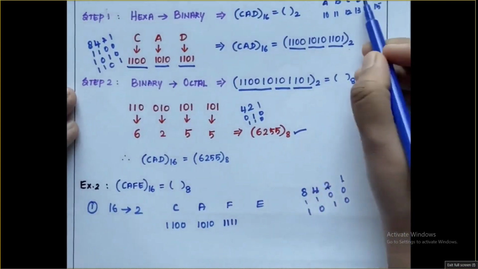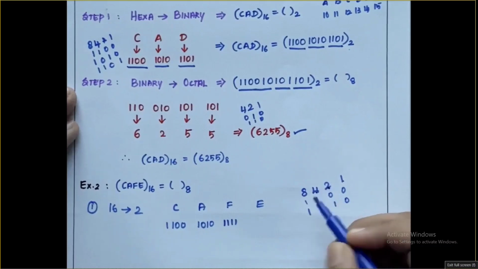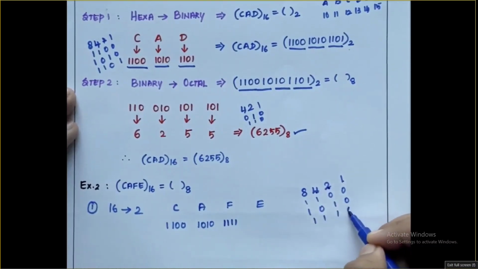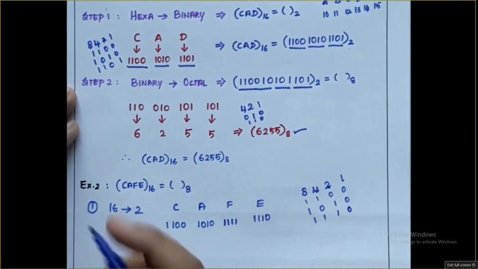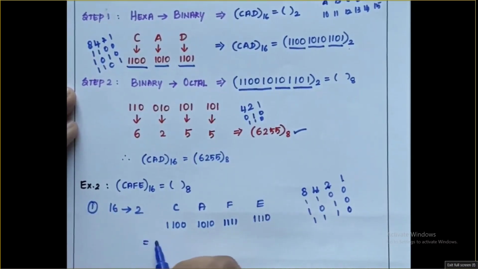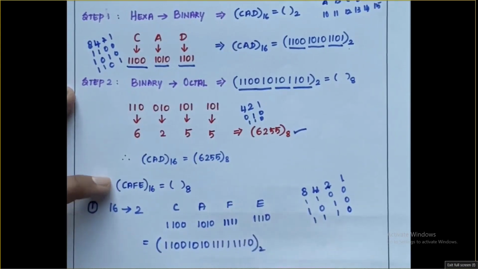Next for E, which is 14. 8 plus 4 is 12. 12 plus 2 is 14. So under 8, 4, 2 we will have 1 and the remaining 0. So 1110 will be the equivalent representation. Now the equivalent binary value will be 1100, 1010, 4 ones and 1110. This is the equivalent binary value for the given hexadecimal.